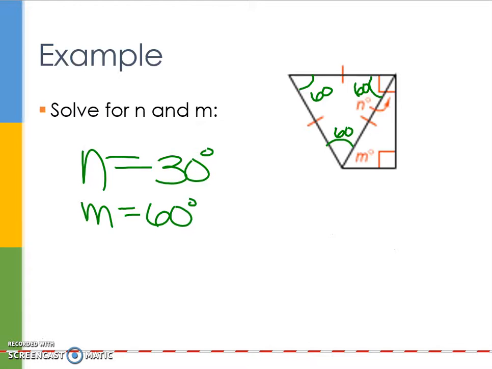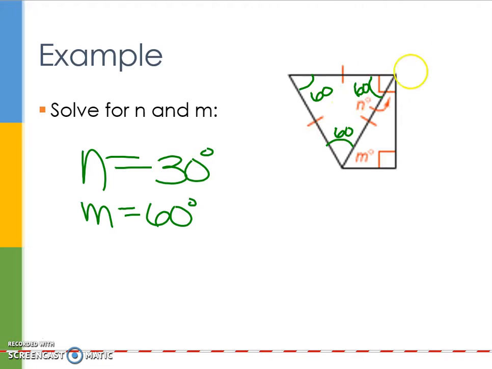Let's take a look at the next shape. We're going to find n and m. So this angle right here and this angle right here. So m is here. So what we're going to do is look at these markings. 1, 2, 3. That means it's equilateral. All three sides are equal. That means all three angles are equal. That must be 180 divided by 3, which is 60, 60, 60. So equilateral triangles always have 60, 60, 60.